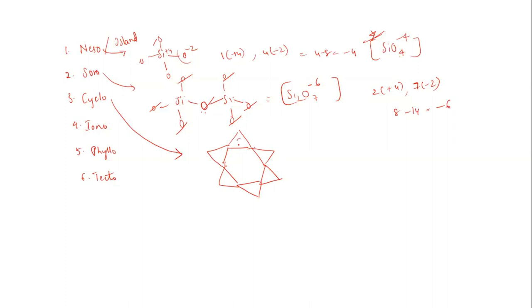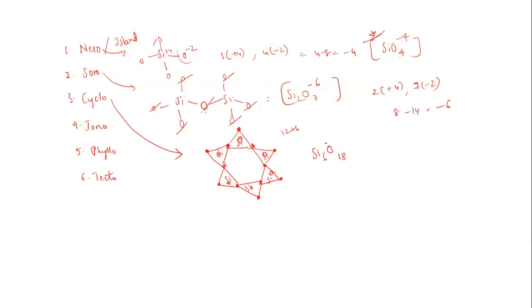So we have 6 silica atoms here: 1, 2, 3, 4, 5, 6. So Si6, how many oxygens are there? Here one oxygen will be there: 1, 2, 3, 4, 5, 6, 7, 8, 9, 10, 11, 12. These are the corner oxygens I have counted now, 12 oxygens. Again, central oxygen will be there, right? So again, 6 central oxygens will be there.